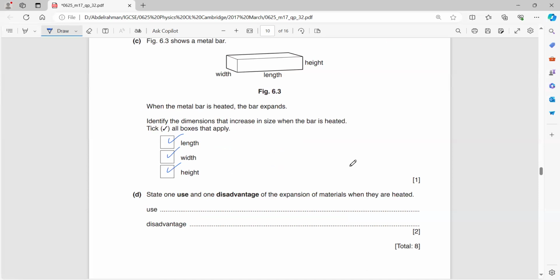State one use and one disadvantage of thermal expansion. One use could be metal strips. The disadvantage is that the iron rails buckle. Buckling of train tracks. And the use is the thermometer, correct? Okay.